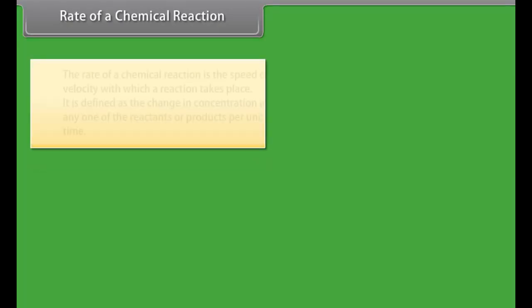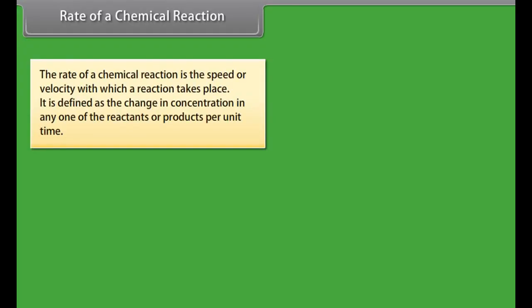Rate of a chemical reaction. The rate of a chemical reaction is the speed or velocity with which a reaction takes place. It is defined as the change in concentration of any one of the reactants or products per unit time. It can be expressed in two ways.